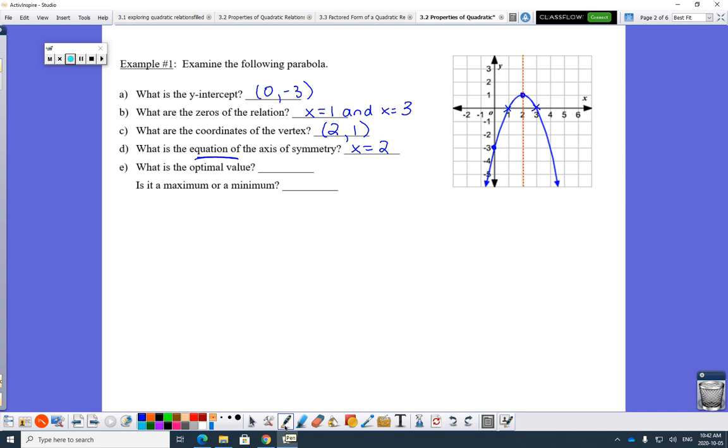Okay? You can also, when you draw it in, then you can see, oh, this parabola is the same on both sides. That's what symmetry is. So it is a line, which means then you should write it as an equation.